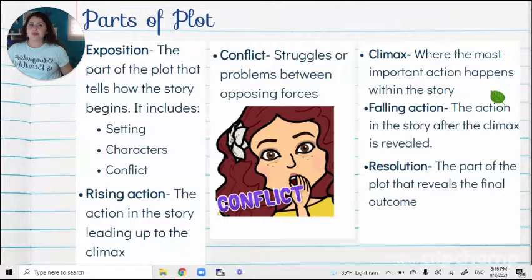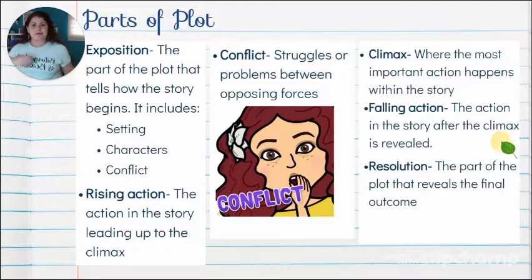Climax is the most important action that occurs within my story. Then I have the falling action, which is what's happening after that big moment, like my Bitmoji. And then the resolution, which is the end of the story, or perhaps the final outcome. Some other teachers call it denouement. There are other names. I prefer to stick with resolution because usually, unless it's a series like Harry Potter or Narnia, it ends with a very clear ending.